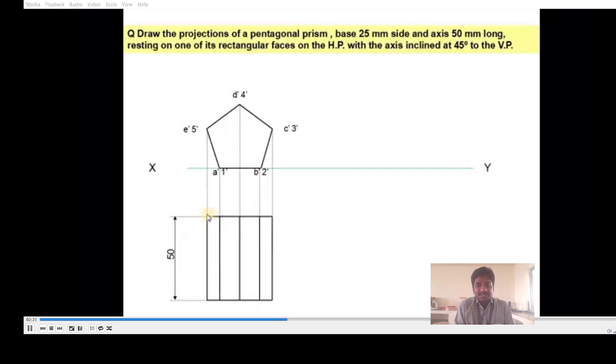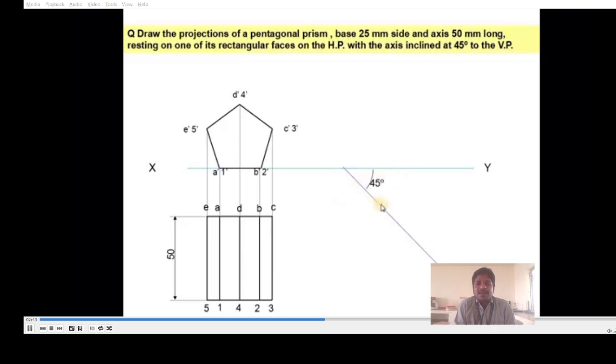Now mark the notations. A, B, C, D, E on one side and 1, 2, 3, 4, 5 on the other side. You see E, A, D, B, C are marked on one side and 5, 1, 4, 2, 3 are marked on the other side. So when the observer sees from the top, 5 and E, so 5 dash and E dash points will be visible.